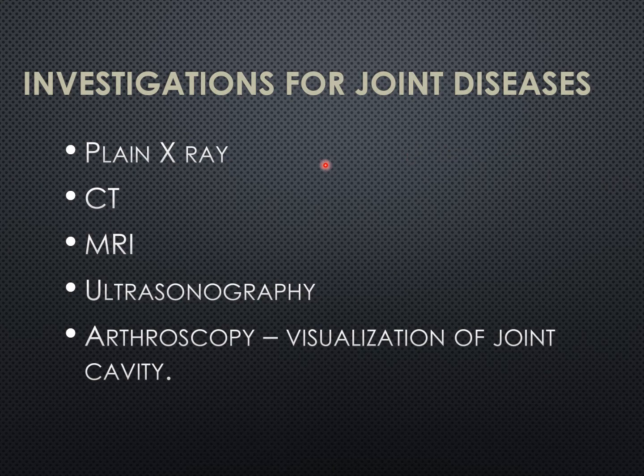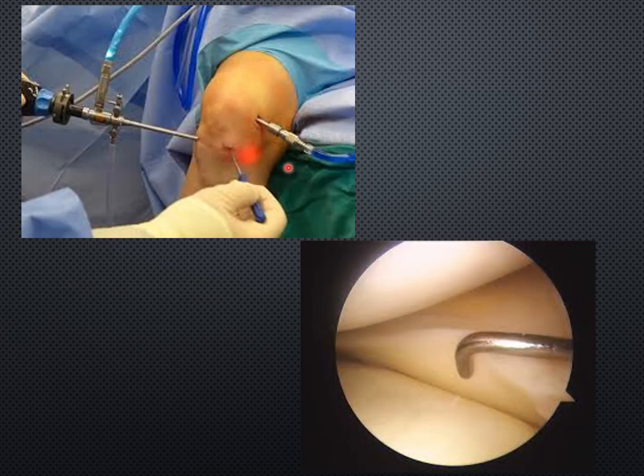Let us look at some investigations for joint diseases. One thing is that a plain X-ray can be taken for investigation. Then CT can be taken, MRI can be taken. To some extent, ultrasonography also helps in identifying various joint diseases. And one of the upcoming investigations that is done is arthroscopy. That is for visualization of the joint cavity. Just like how we have an endoscope to visualize the GIT, to visualize the joint cavity an arthroscopy can be done, through which various probes are introduced. One is a camera, and other instruments can be introduced into the joint cavity.